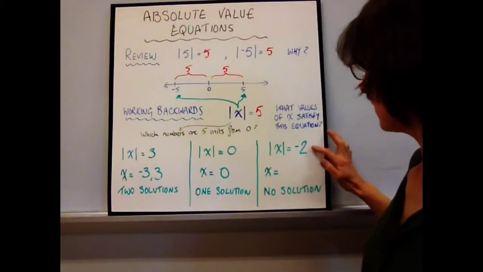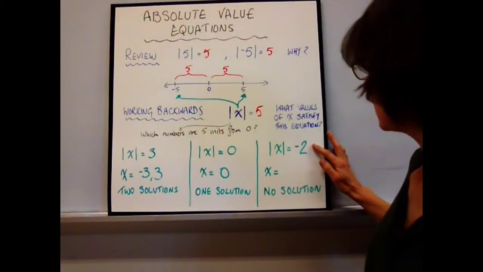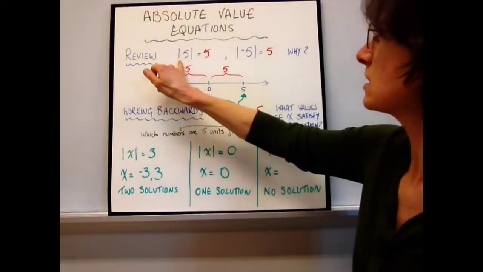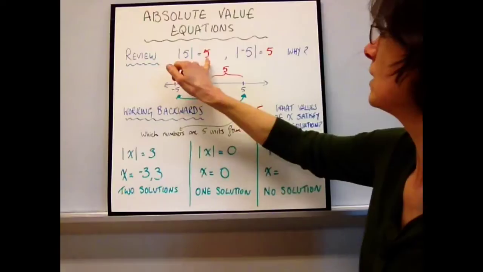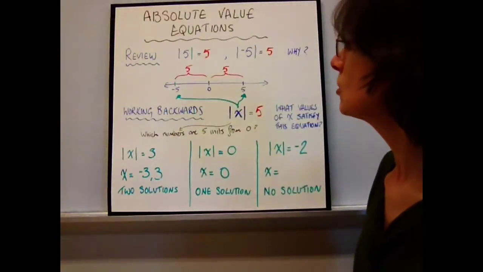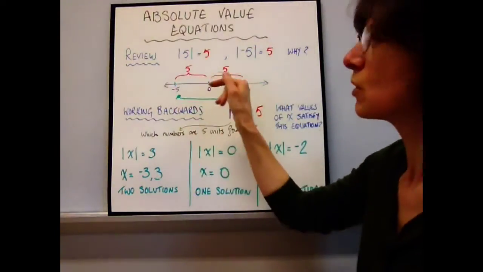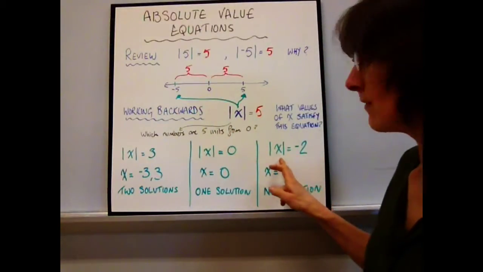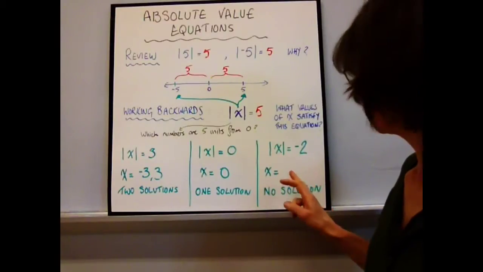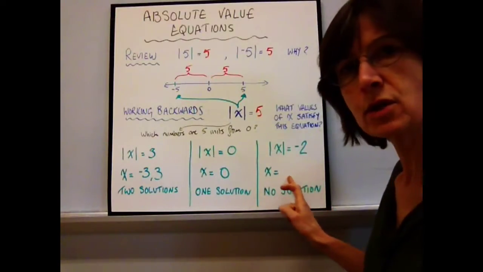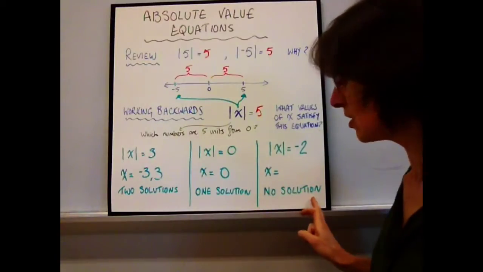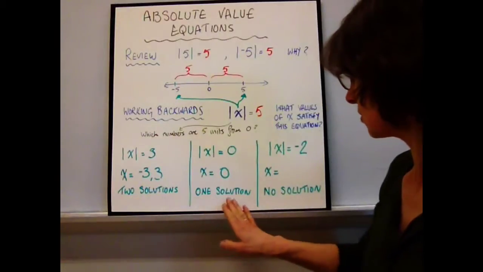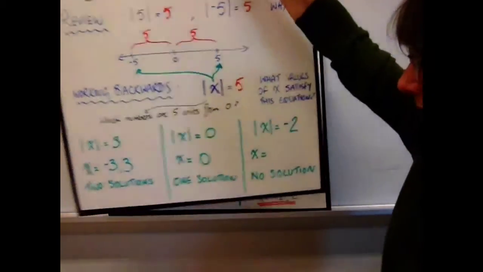And then I want you to think about this situation. The absolute value of x is negative 2. We learned a long time ago that when we solely have an absolute value expression, we are never going to get a negative answer, because in this context we don't talk about negative distance. It is a positive value only. So if you have the absolute value of x equal to negative 2, there is no solution. There is no value that we can put in here. So we're going to be coming across two solutions, one solution, no solution. Let's get going.